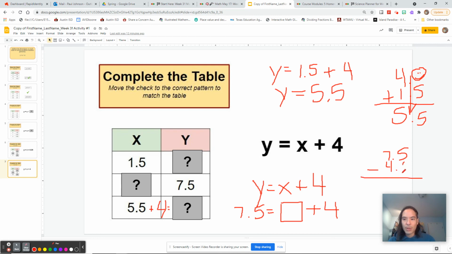Remember, line up places, add a placeholder to save a place. 5 minus 0 is 5. 7 minus 4 is 3. Drop that decimal point, and we have 3 and 5/10.